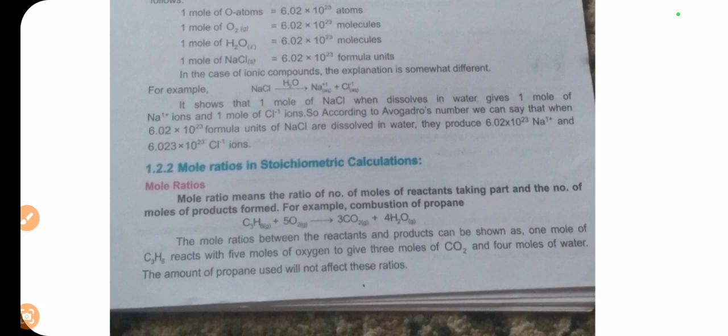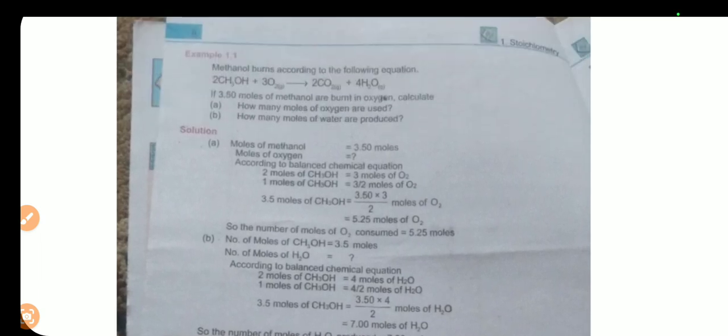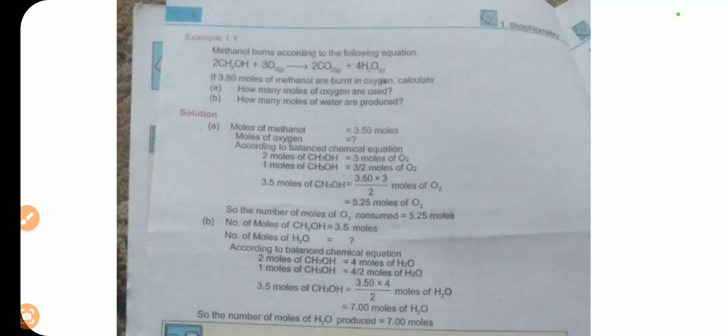Like 1 mole of propane is going to react with 5 moles of oxygen molecule to form 3 moles of carbon dioxide gas and 4 moles of water molecules. Then we are going to calculate the mole ratio between reactants and products. Examples are given there, so we can easily check what's going on.